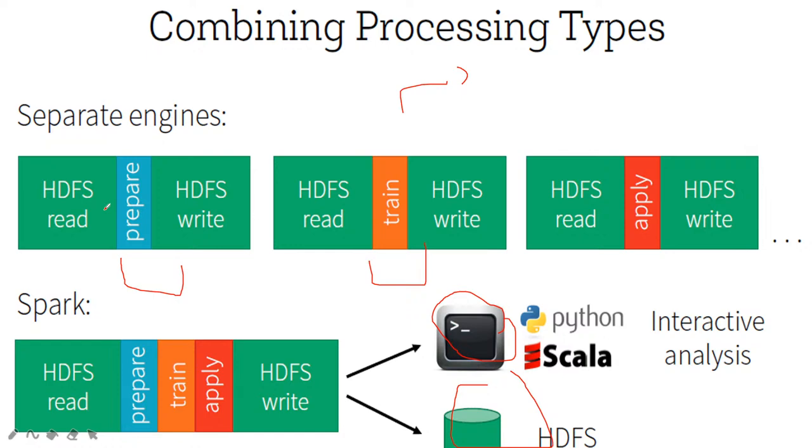But here you can take Spark. Spark is totally different. All of prepare, train and apply are combined into a single engine, and then we will find the output result in Python or any other programming language. So that is the use of the combining process type.